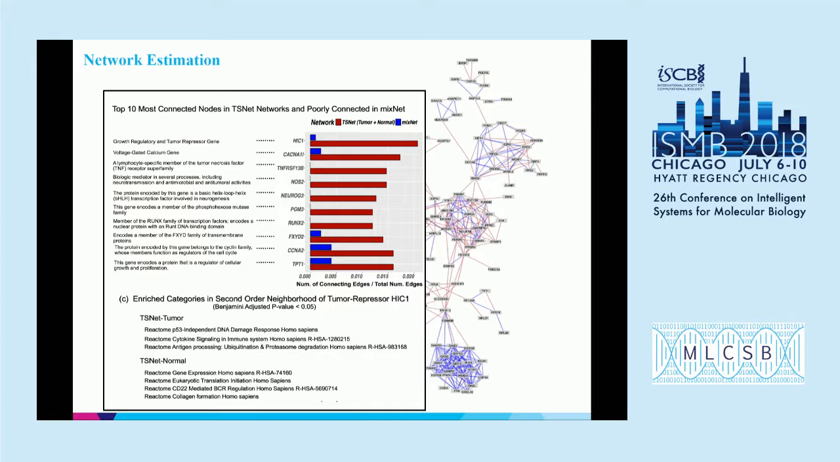But by looking at the neighborhood of this gene in both networks, we figured out that different biological processes were involved. For TSNet tumor, this neighborhood was enriched for DNA damage response and other tumor-related pathways. Instead, for TSNet normal, the ribosome, extracellular matrix, and collagen pathways were enriched. So even if this gene was a hub gene in both networks, different biological processes were involved.